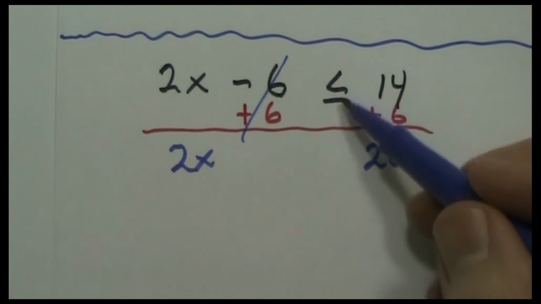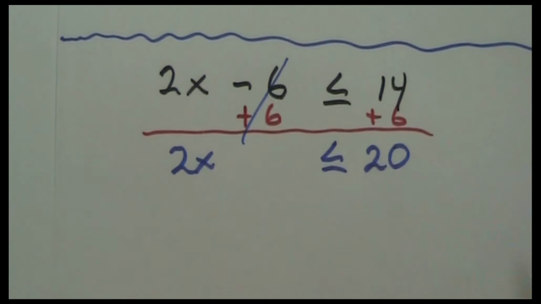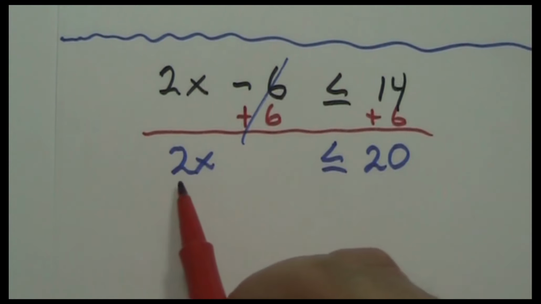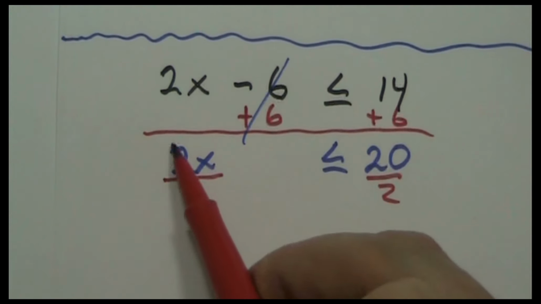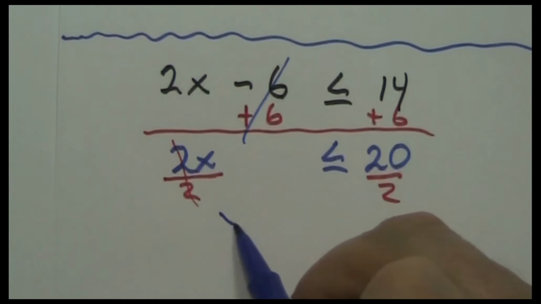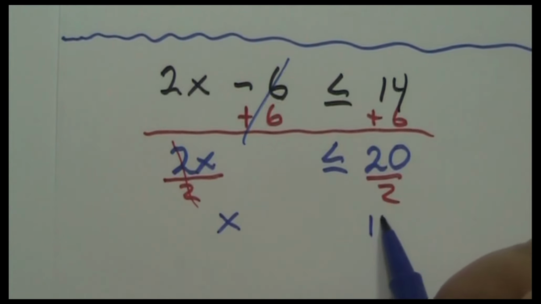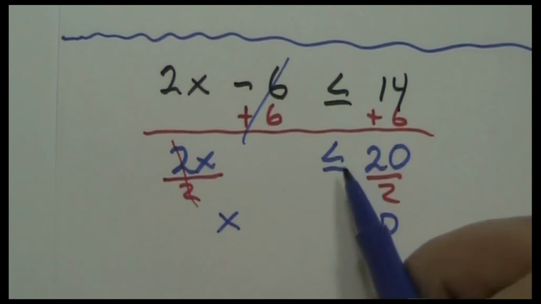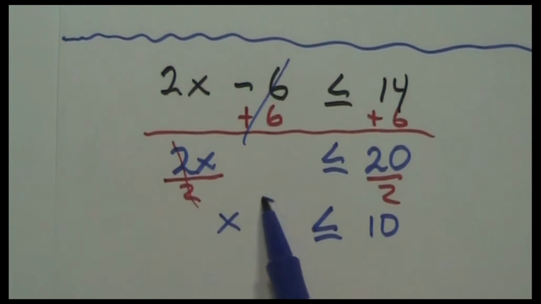Okay, now this symbol, it doesn't change. Just bring it down. It's just like an equals. All right, now you want to get the letter by itself. You could probably see the answer, but in case you cannot, you divide by 2. That's a 1x. 20 divided by 2 is 10. And the symbol just stays the same. And that is your answer.